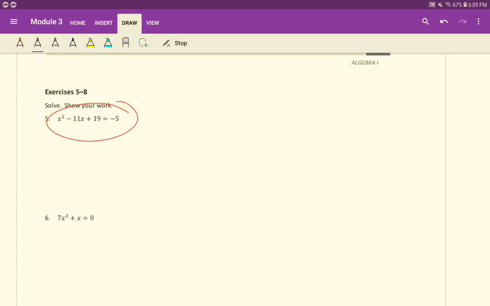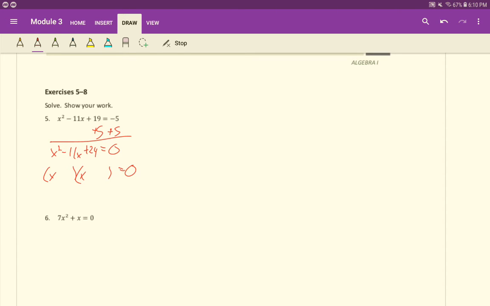So looking at this quadratic, the first thing you want to try and tackle here is to make sure it's equal to 0. If we're going to use the zero product property, we have to be equal to 0, and that's not what we have here. So we'll add 5 to both sides so that we now have equal to 0. 19 plus 5 is 24. And then we'll just factor this quadratic here. Again, we need two numbers that multiply to make 24 and add to make negative 11. So go ahead, try and factor here. Pause the video.